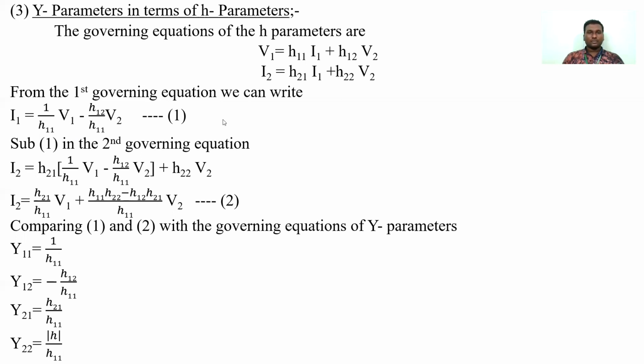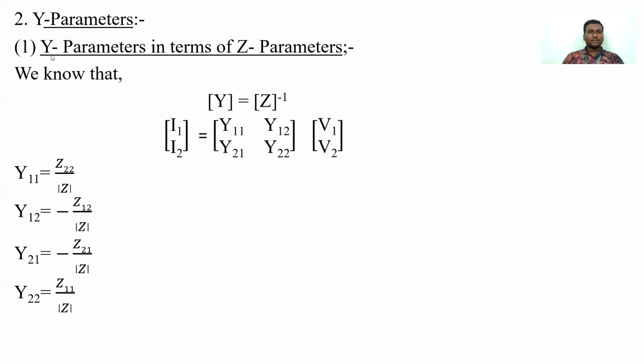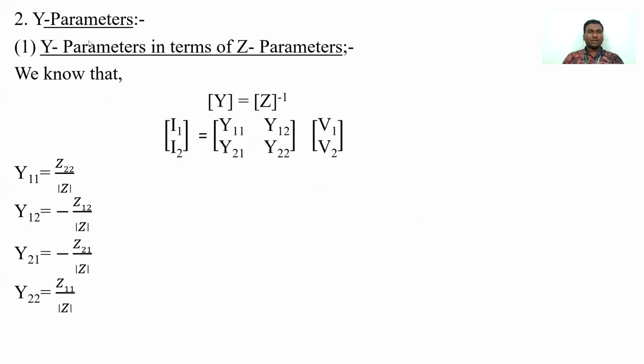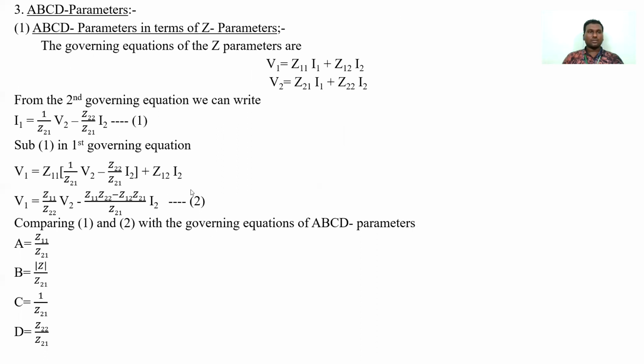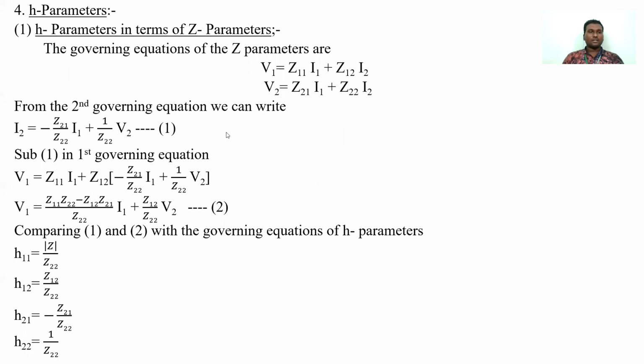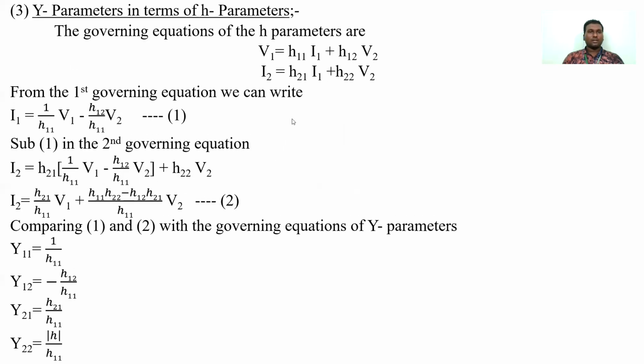Okay. Now, this is the parameters in terms of the other parameters for Y parameters. Z parameters in terms of the other parameters we have seen, and Y parameters in terms of the other parameters also we have seen. Next we'll see ABCD parameters in terms of the remaining three parameters, and H parameters in terms of the other remaining three parameters. So that's it for today. We'll study all those in the next class.